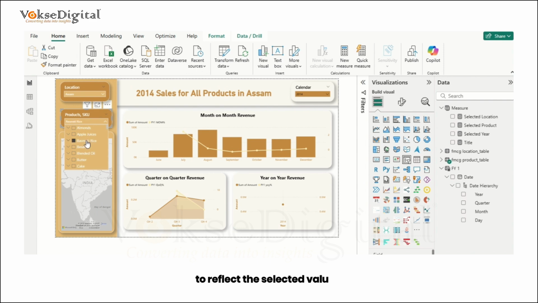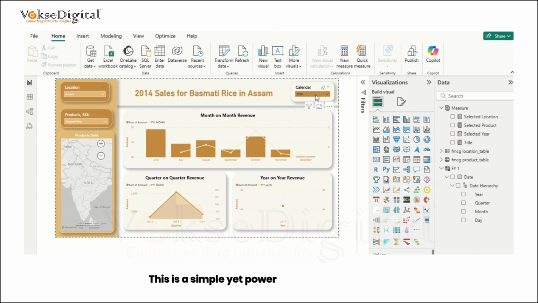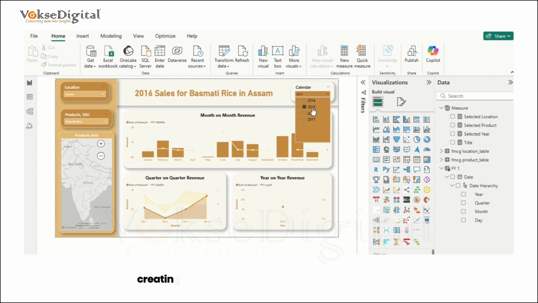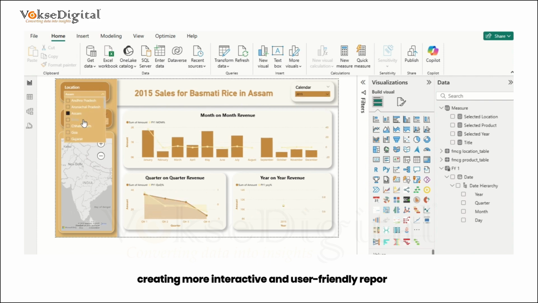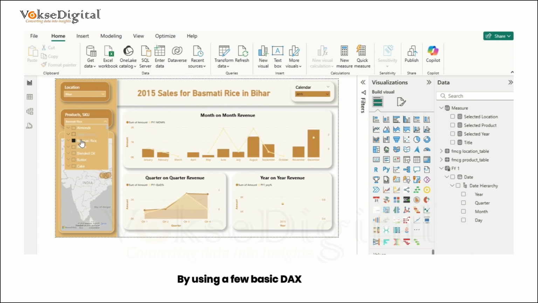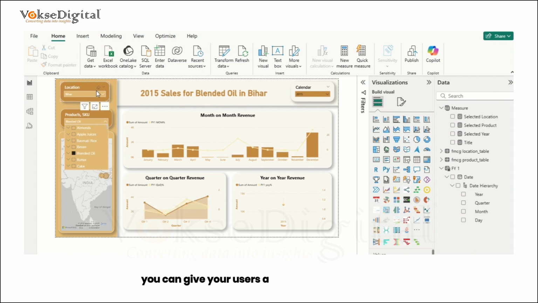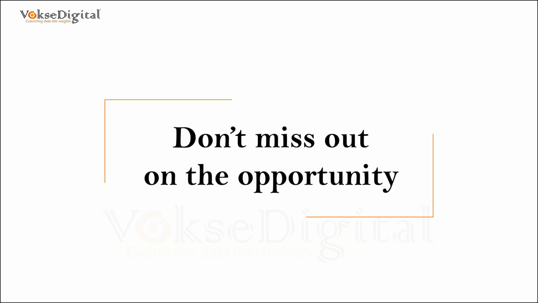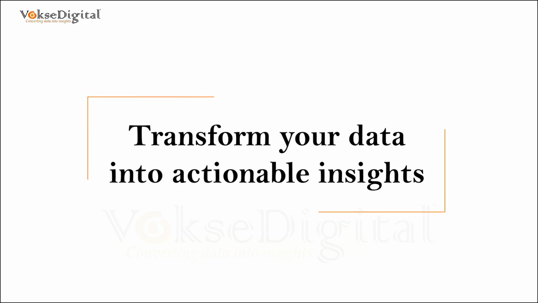the selected values. This is a simple yet powerful feature in Power BI, and it can be incredibly useful for creating more interactive and user-friendly reports. By using a few basic DAX measures, you can give your users a personalized experience with dynamic titles based on their slicer selections. Don't miss out on the opportunity to transform your data into actionable insights.